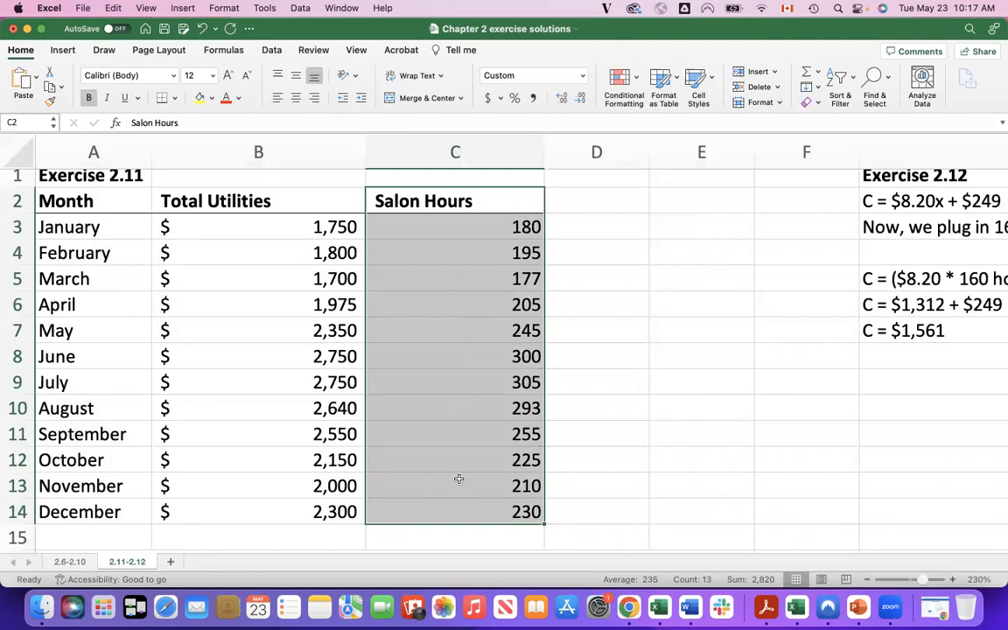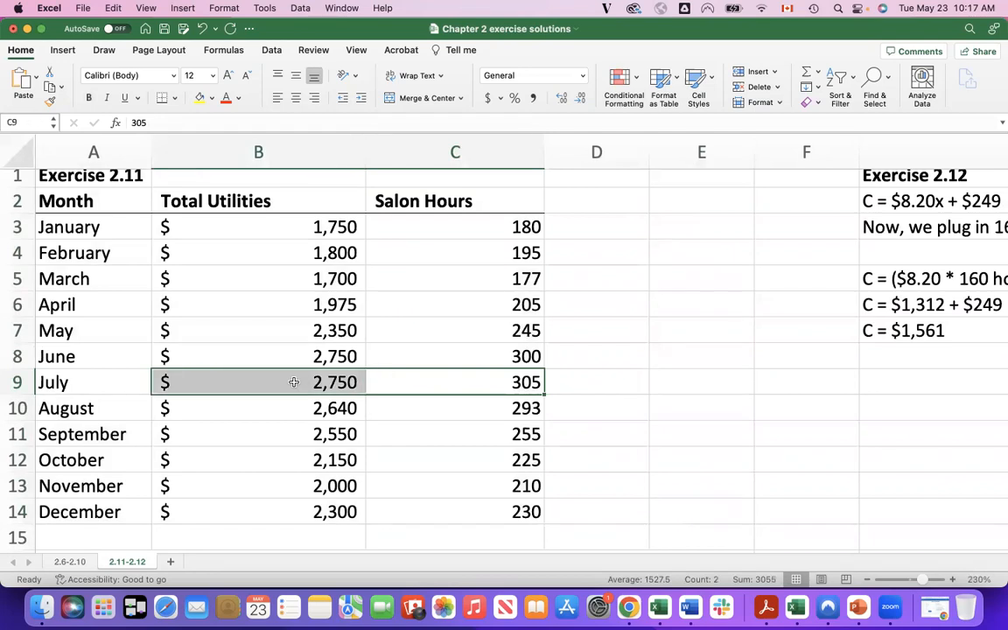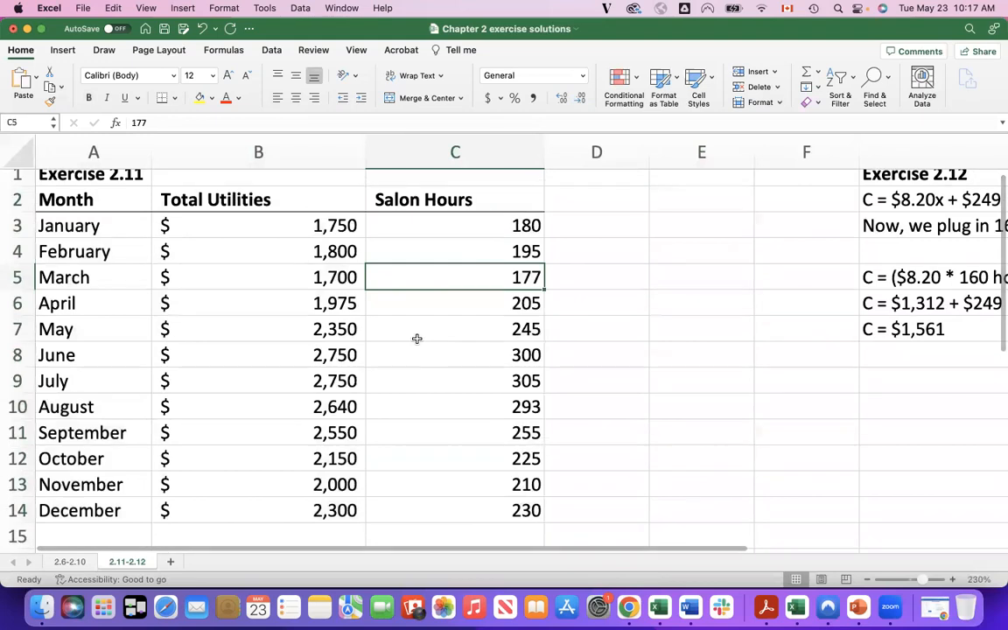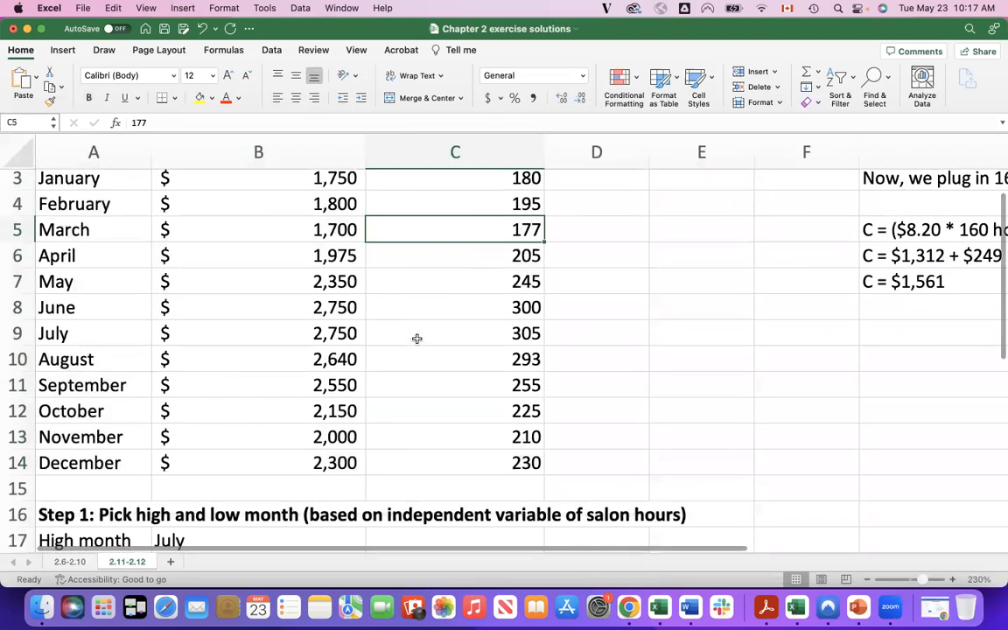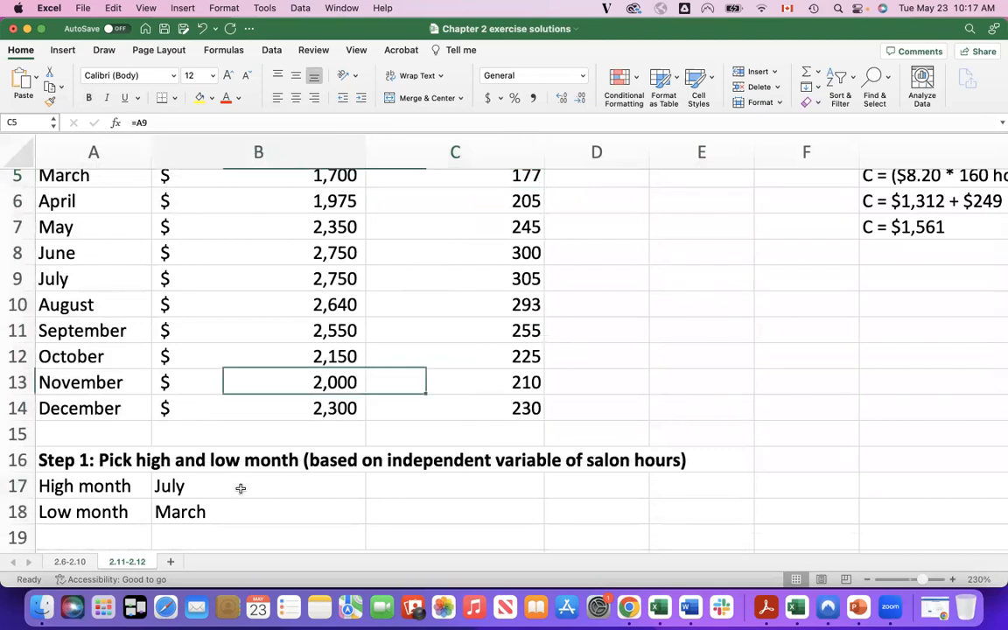So as I look through this data set, it's clear the high month is July, 305 salon hours. The associated utility cost that month was $2,750. The low month, it looks like, is March, 177 salon hours, utility cost of $1,700. So my high month again is July, my low month is March. That's step one. Step two, calculating the slope of our line.